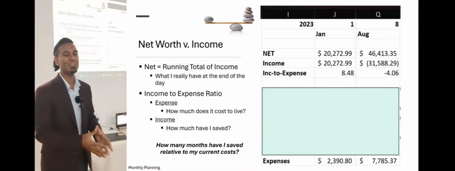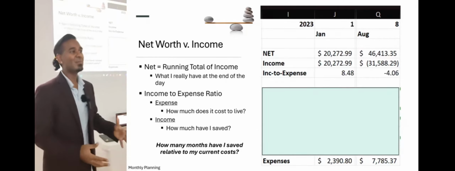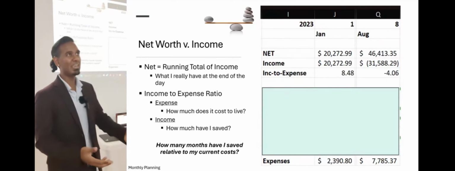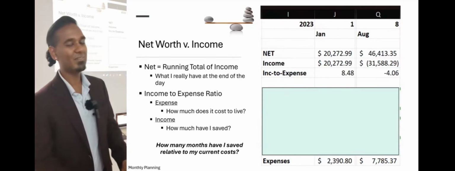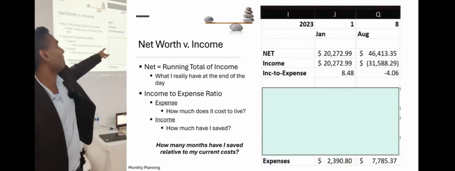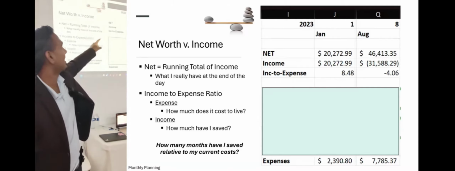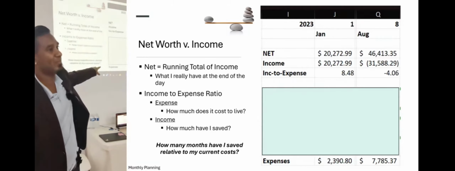What goes into it, right? So your expense on a monthly basis is what you need to live, right? And your income is how much that you have saved after you spent all your expenses, right? So for January, for example, the income to expense is 8.48, right? So what happens is that the money I saved is 8.5 times the money that I spent.